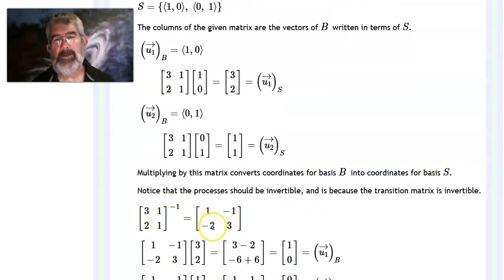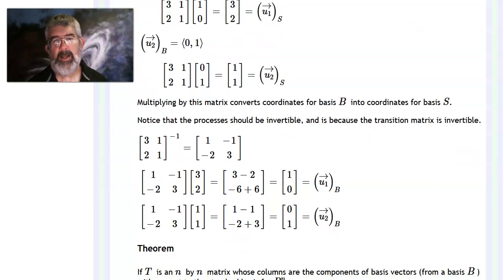The inverse of that matrix is this. With a determinant equal to 1 and a 2 by 2 matrix, it is pretty easy. Just swap the two things on the main diagonal and change the signs on the off diagonal, and then divide by the determinant, which is 1. So this matrix here is the inverse of that one. So my claim is that this will convert coordinates basis S to basis B.